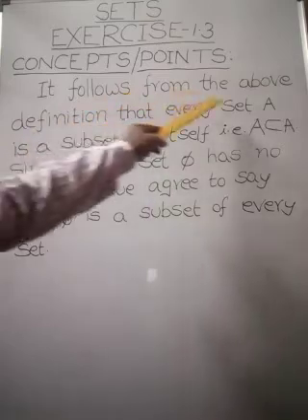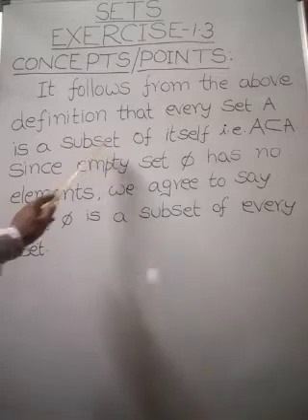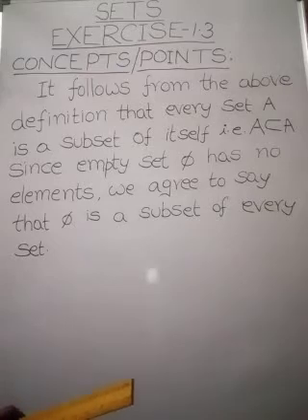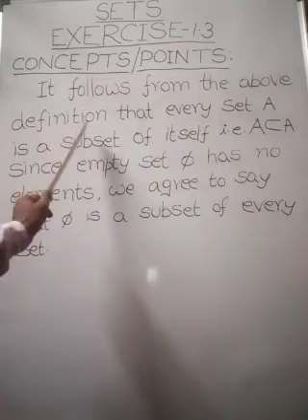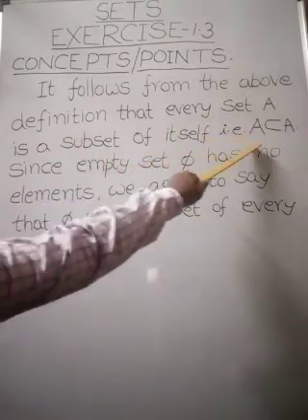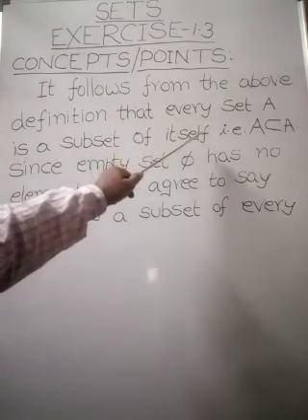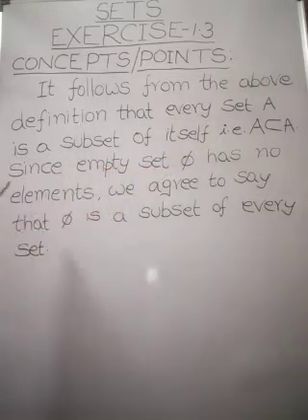It follows from the above definition that every set A is a subset of itself. As in the case of the number system, every number is a factor of the number itself. Here also every set is a subset of itself, that is, A ⊂ A. Remember this point. Whenever you get the word subset in a question, immediately you have to remember this point. Every set is a subset of itself.